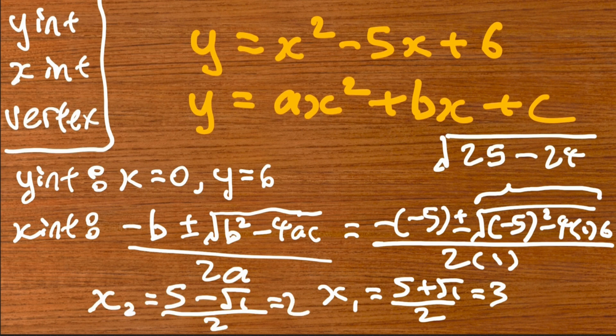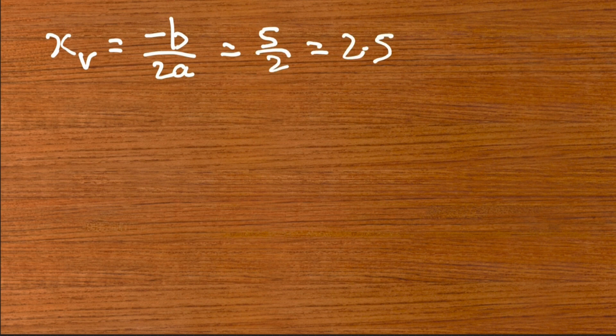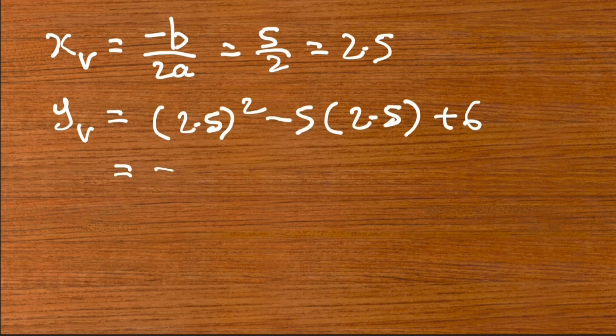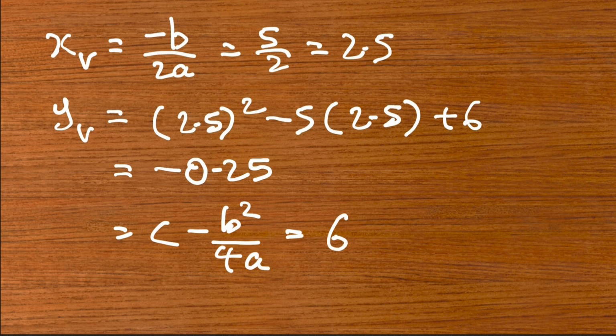Let's find our vertex. To find the vertex, we will use the formula for the vertex. The vertex is the turning point of the quadratic graph. To find its x-coordinate, we shall use minus b over 2a, which gives us 5 over 2. To find the y-coordinate of the vertex, there are 2 ways to do it. One way is to substitute the x-coordinate of the vertex back into our quadratic equation, which will give us negative 0.25. Or we can apply the formula c minus b squared over 4a, where c is 6, b is 5, and a is 1. This will also give us negative 0.25.